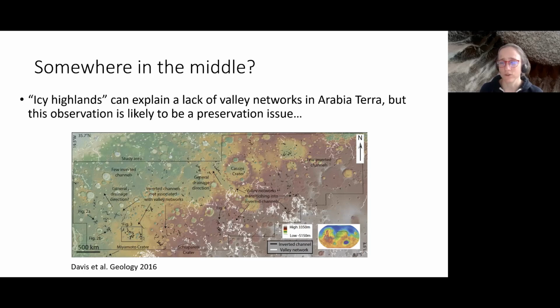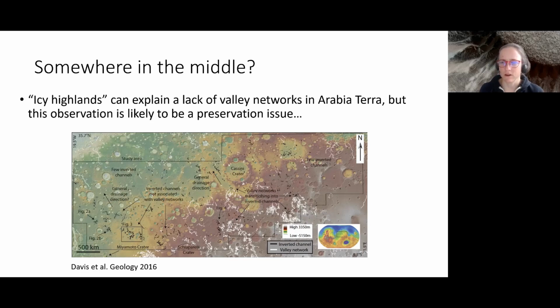More detailed recent studies have shown that across Arabia Terra there are lots of inverted channels and inverted sedimentary deposits. So what that means is that in fact, instead of the valleys being preserved as holes in the ground, the surrounding material has been eroded away, preserving the channels as raised parts in the ground. So this means probably the terrain is a bit softer in this area and has been more easily eroded. So the Noachian valley networks, instead of being preserved as valleys, are preserved as positive relief.